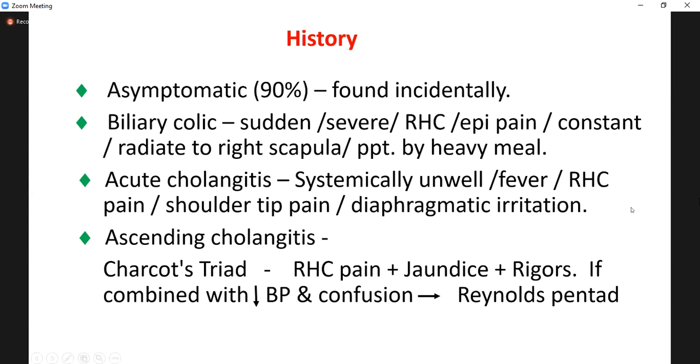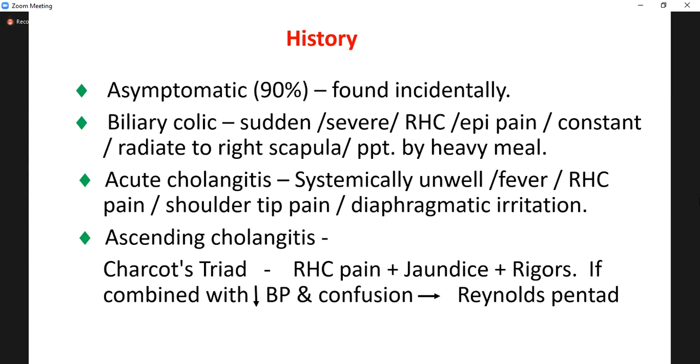Most of the patients with gallstone disease are asymptomatic. About 90% are asymptomatic. They will come with some very mild abdominal pain or features of GORD, and the doctor will arrange an ultrasound scan, and you will find an incidental finding of gallstone. So most of them are asymptomatic.